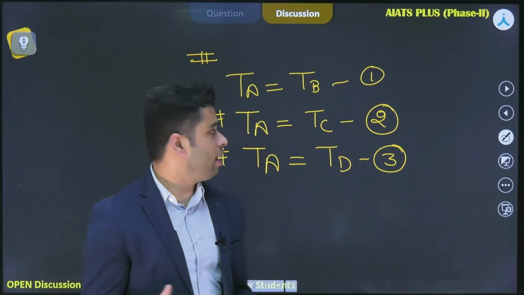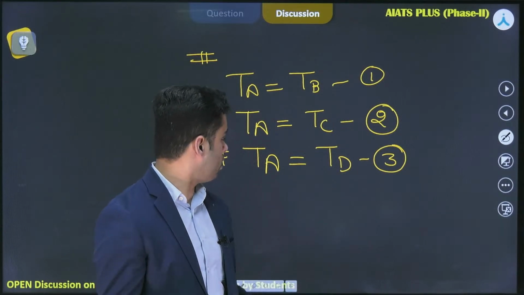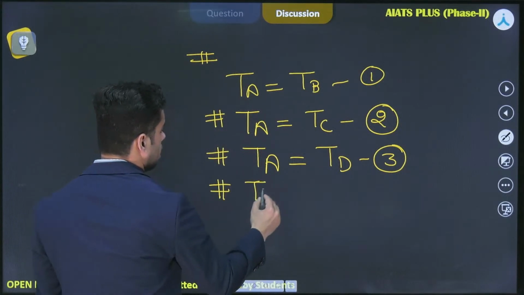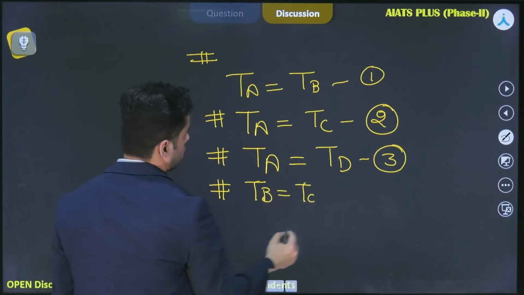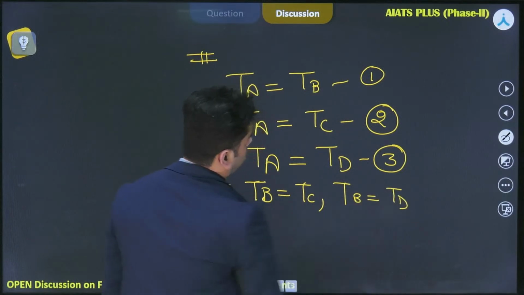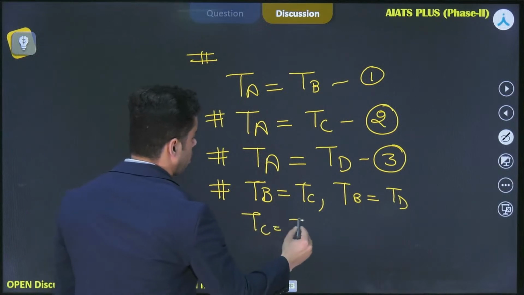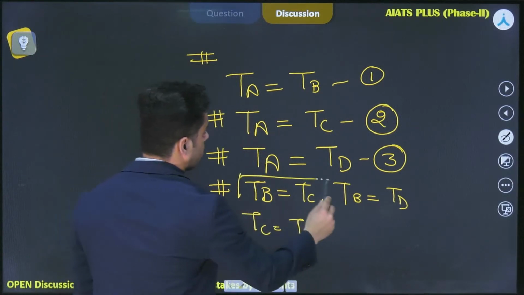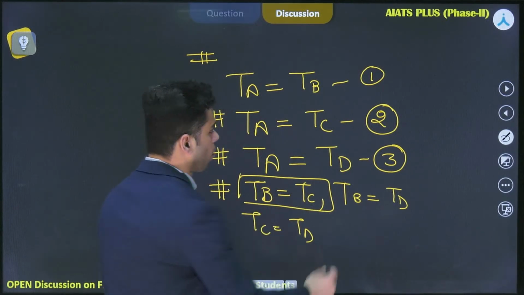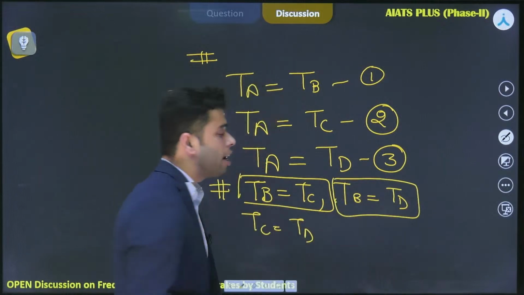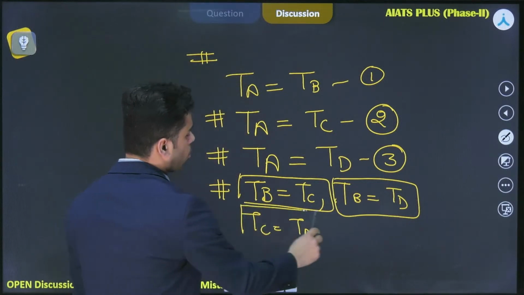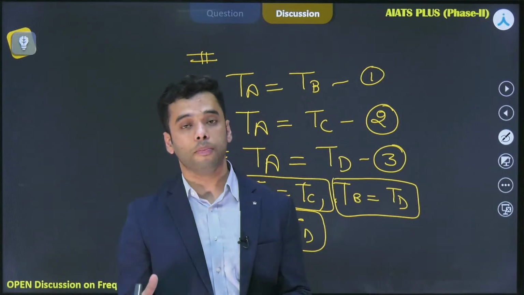Now mathematically, TA is equal to TB, TA is equal to TC, and TA is also equal to TD, which means that TB is equal to TC, TB is equal to TD, and TC is also equal to TD. Now what is the meaning of TB equal to TC? It means that body B and body C are in thermal equilibrium with each other. Let's talk about B and D. If TB is equal to TD, it means that body B is in thermal equilibrium with body D. And if TC is equal to TD, it means that body C is in thermal equilibrium with body D, right?